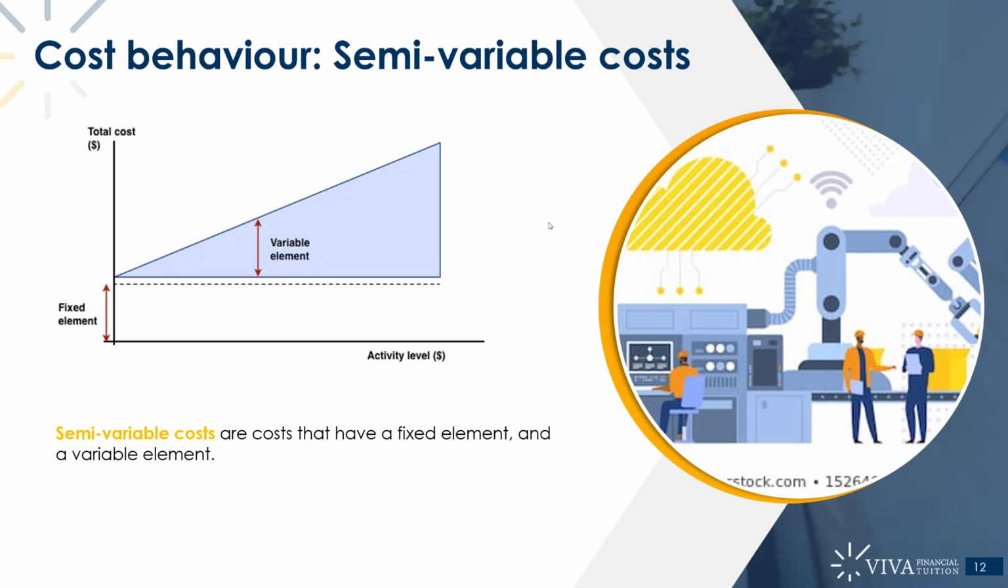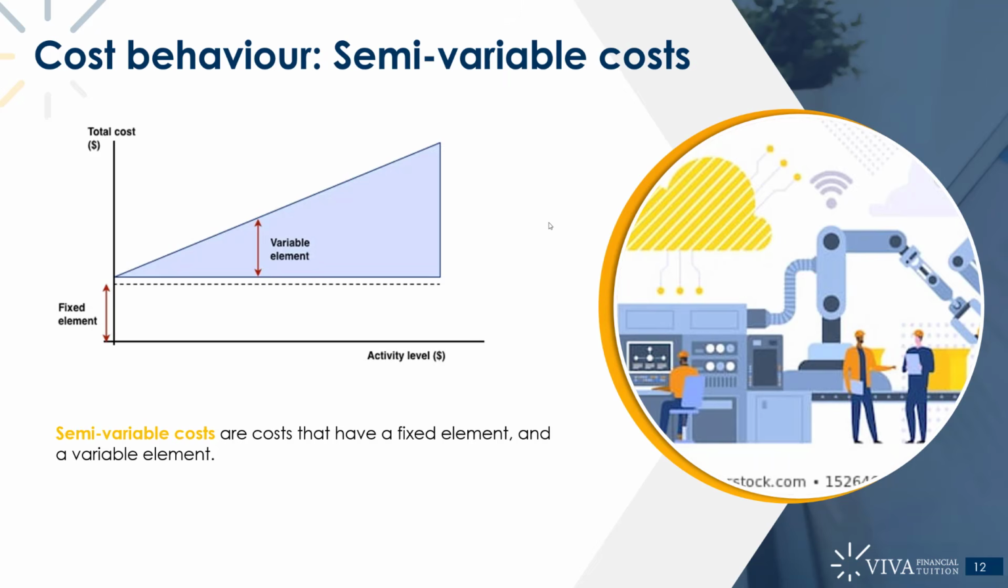So an example of this would be electricity. It's a classic example where there's a variable element. So obviously the more units that we produced, that's going to have an impact on the cost of electricity, especially if the process involves heavy use of electronic machinery. So a good example is like a car manufacturer. They use heavy industry that requires a lot of electricity. So if more cars are produced, then that cost is going to go up.